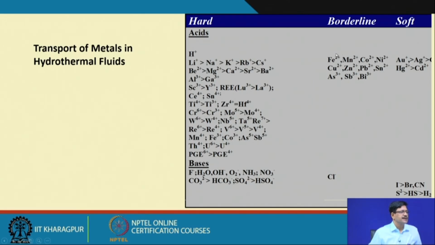The borderline acids are iron 2. So, obviously those which are the bivalent ones like iron 2+, manganese, cobalt, nickel, copper 2+, zinc 2+, lead 2+, tin, arsenic 3+. These are coming under the category of the borderline metals on the basis of their charge by radius ratio, and metals like gold, silver, mercury, cadmium, these are coming under the soft category of acids.